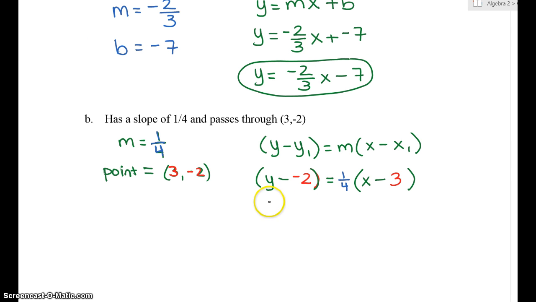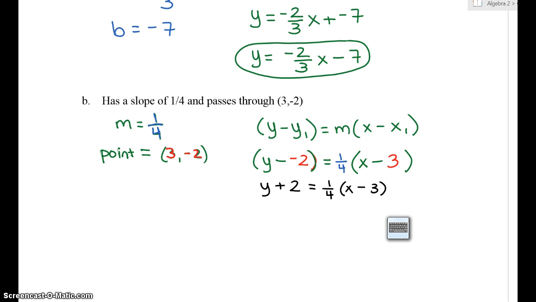So here's what this looks like. Y, two negatives create a positive. Boom. 1/4, then we have x minus 3. Okay, now we need to go ahead and get y by itself. So we're almost there. So we're going to do y plus 2. I'm going to go ahead and distribute the 1/4 to the x as well as the negative 3.